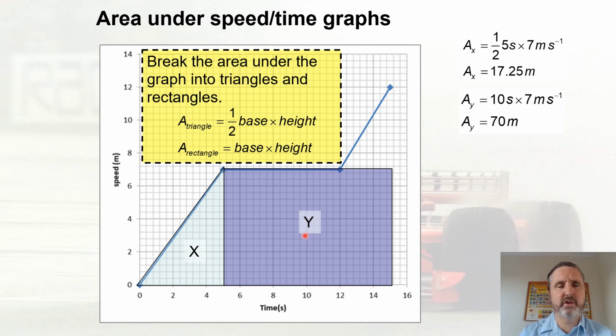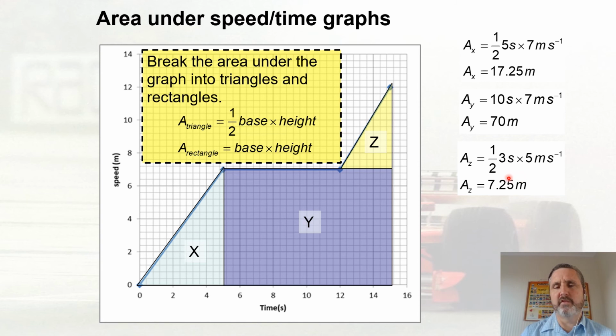The last section is this triangle here, so let's work out the area under this triangle. So this goes from 12 to 15, so the base is 3 and the height goes from 7 to 12, so that's 5. So half 3 times 5 is 7.25 meters. Now, if I want to find the total area under this graph, that will give us the distance that this object has traveled over this journey.